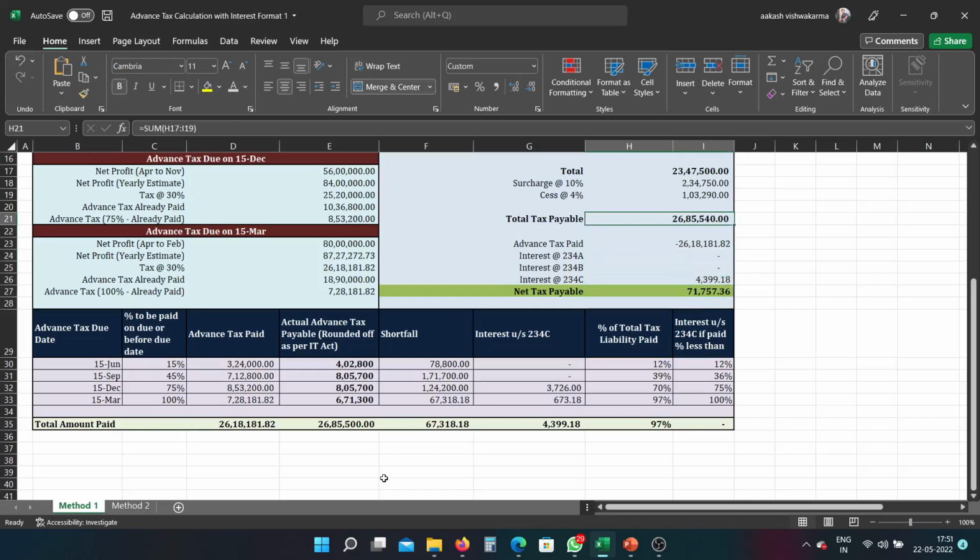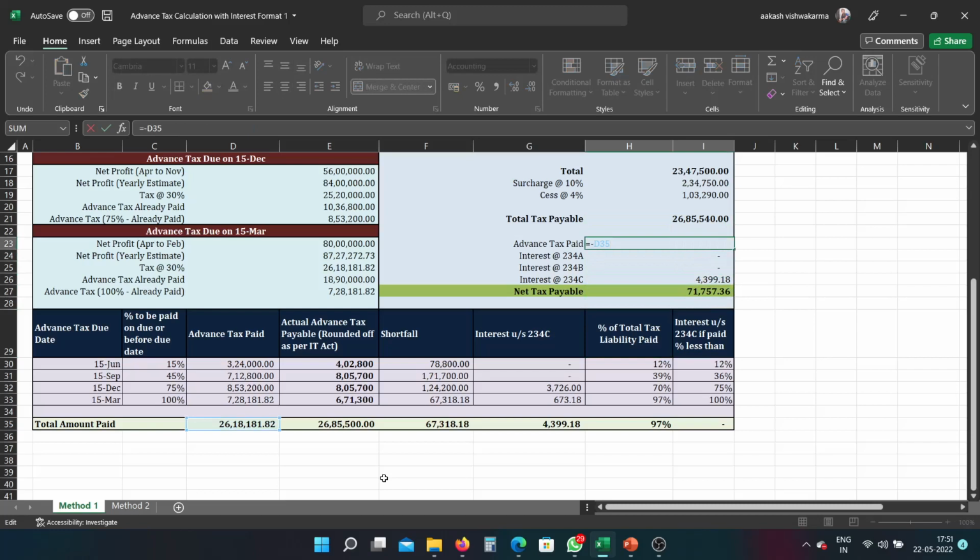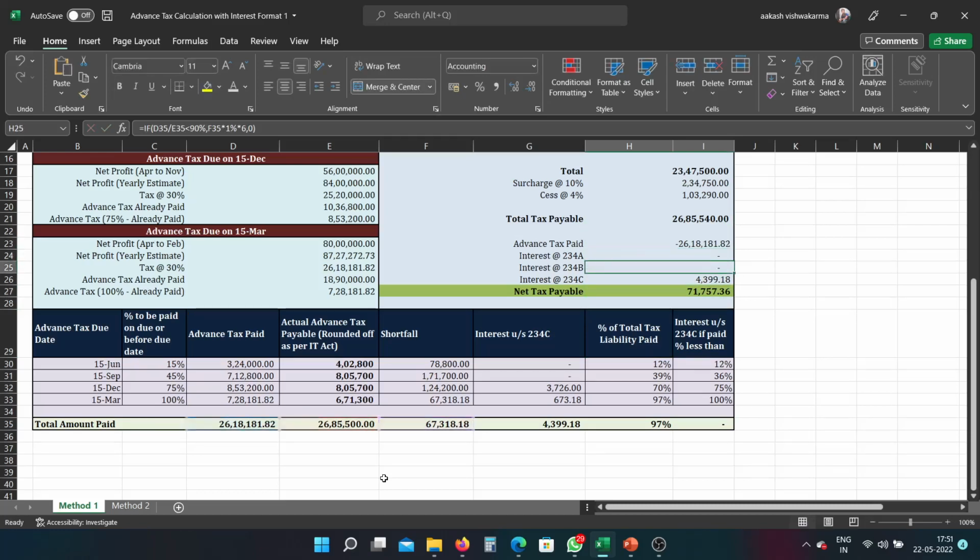From total tax payable we will minus total advance tax paid, and add interest as calculated below. Here we can see our net tax liability which we have to pay while filing our return.